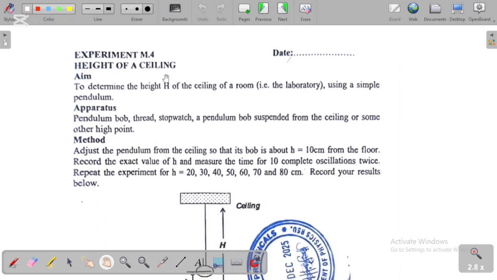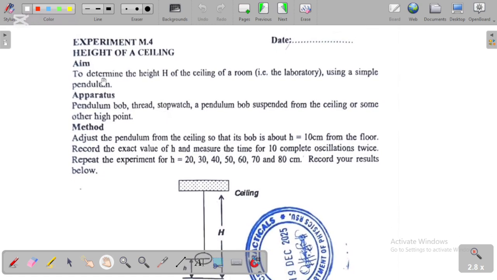Alright, so height of a ceiling. The aim of this practical is to determine the height h of the ceiling of a room using a simple pendulum.